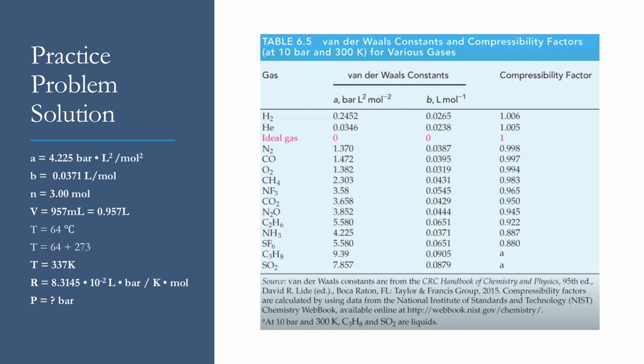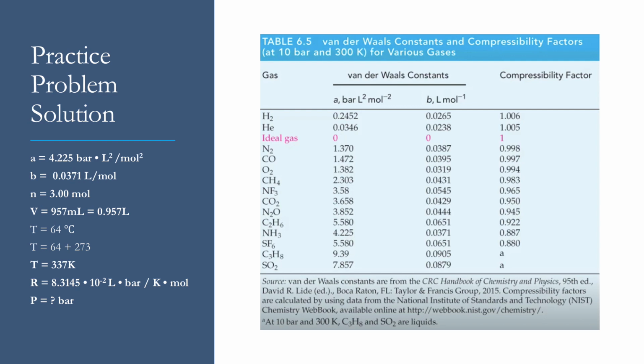Alright, so first things first, we're going to need table 6.5 from the textbook to find our A and B values. Let's find ammonia on this table. As you can probably see, the A value for ammonia is 4.225 bar times liters squared over mole squared, and the B value is 0.0371 liters per mole. Before we begin, we should always write down all of our variables and the proper units for each of them.